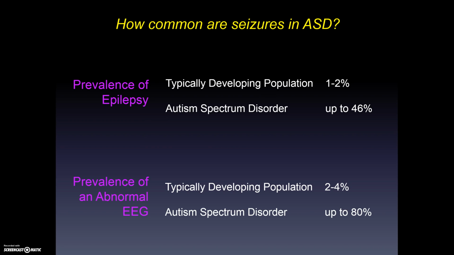The prevalence of an abnormal EEG in the typically developing population is 2 to 4%, and in those with autism is estimated at being as high as 80%. So you can see that the rate of abnormal EEG and the rate of epilepsy in those with autism is much, much higher than in those without autism.